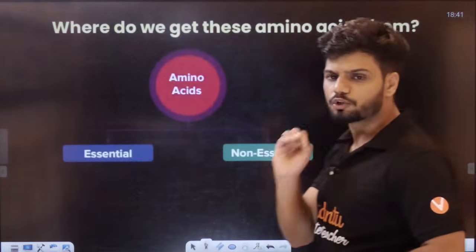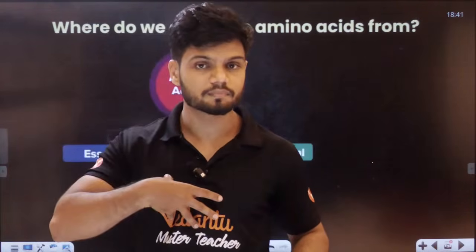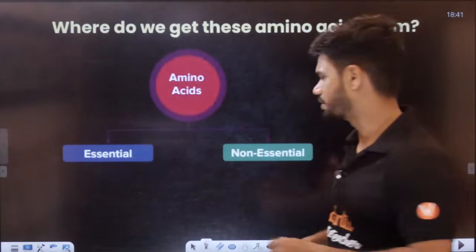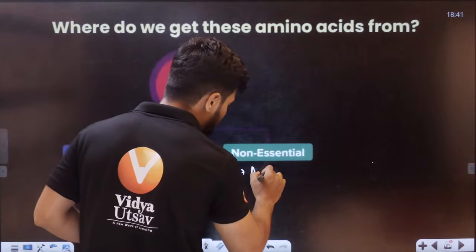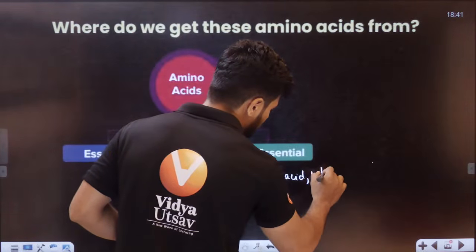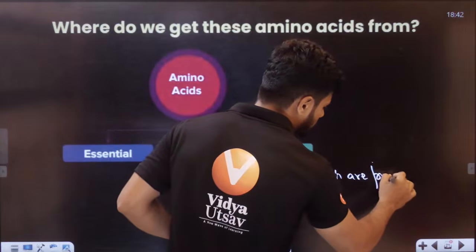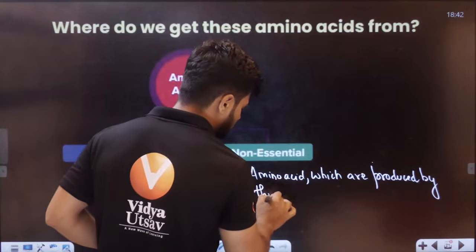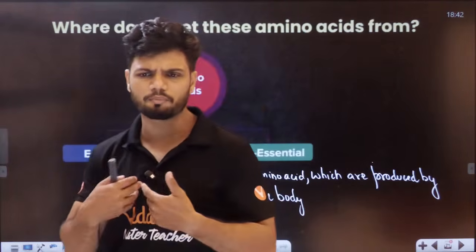Now, as I told you, some amino acids are made by the body. Those are called non-essential amino acids, students, because non-essential amino acids are the amino acids which are produced by the body. The body is only making them.